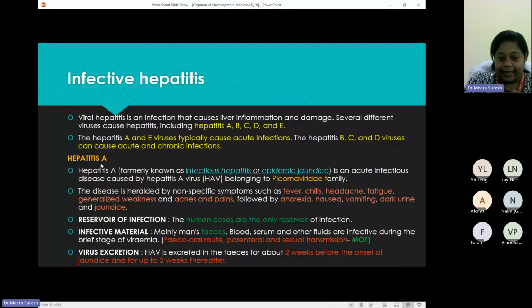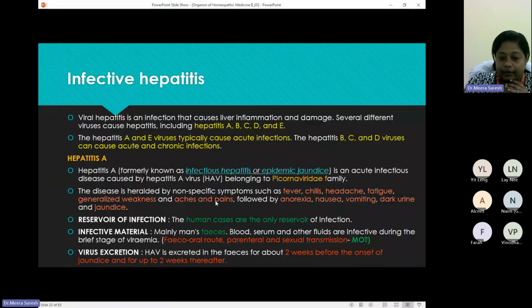Starting with hepatitis A, it is also called infectious hepatitis or epidemic jaundice. That was the earlier name, and it is caused by the hepatitis A virus belonging to the Picornaviridae family. Though here we say hepatitis A, B, C, D, E, and it is very easy to memorize, mostly for the MCQ they would be asking you the family to which it belongs. All of A, B, C, D, E belong to different families, so you need to remember the name. So HAV, hepatitis A virus, belongs to the Picornaviridae family.